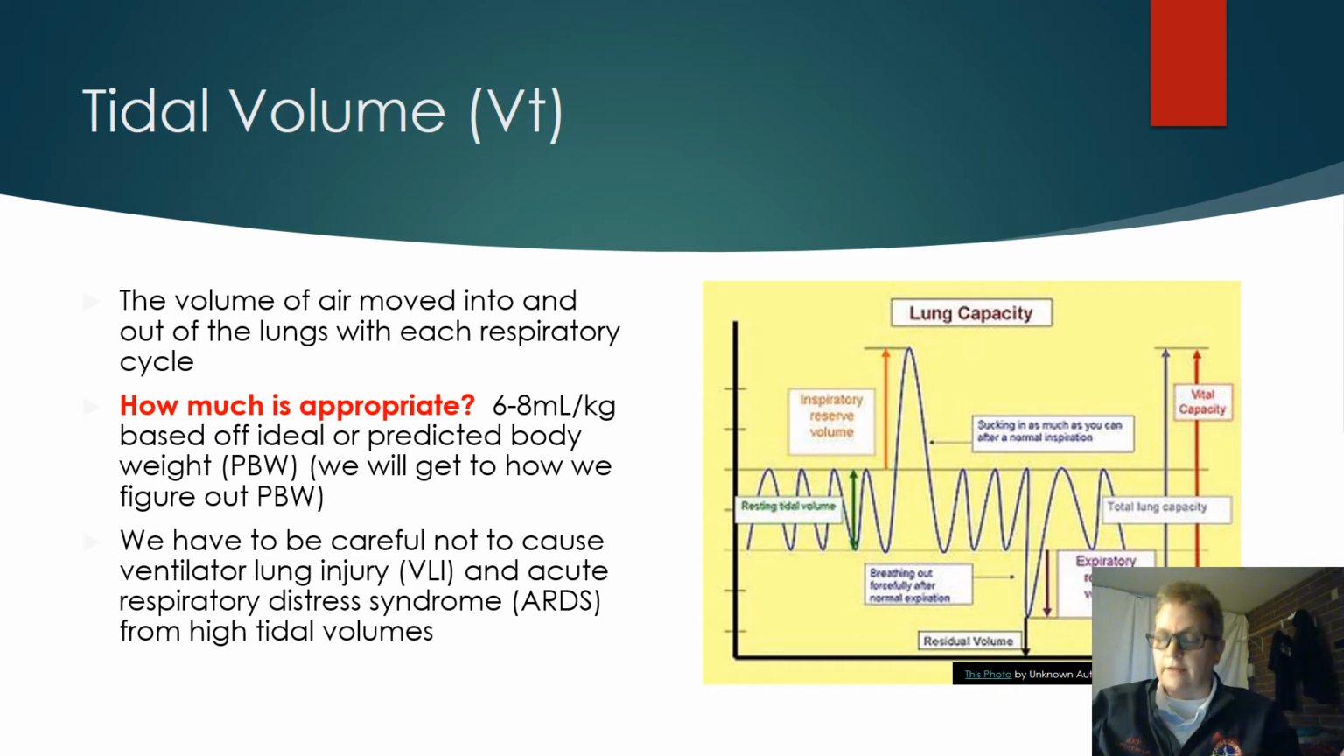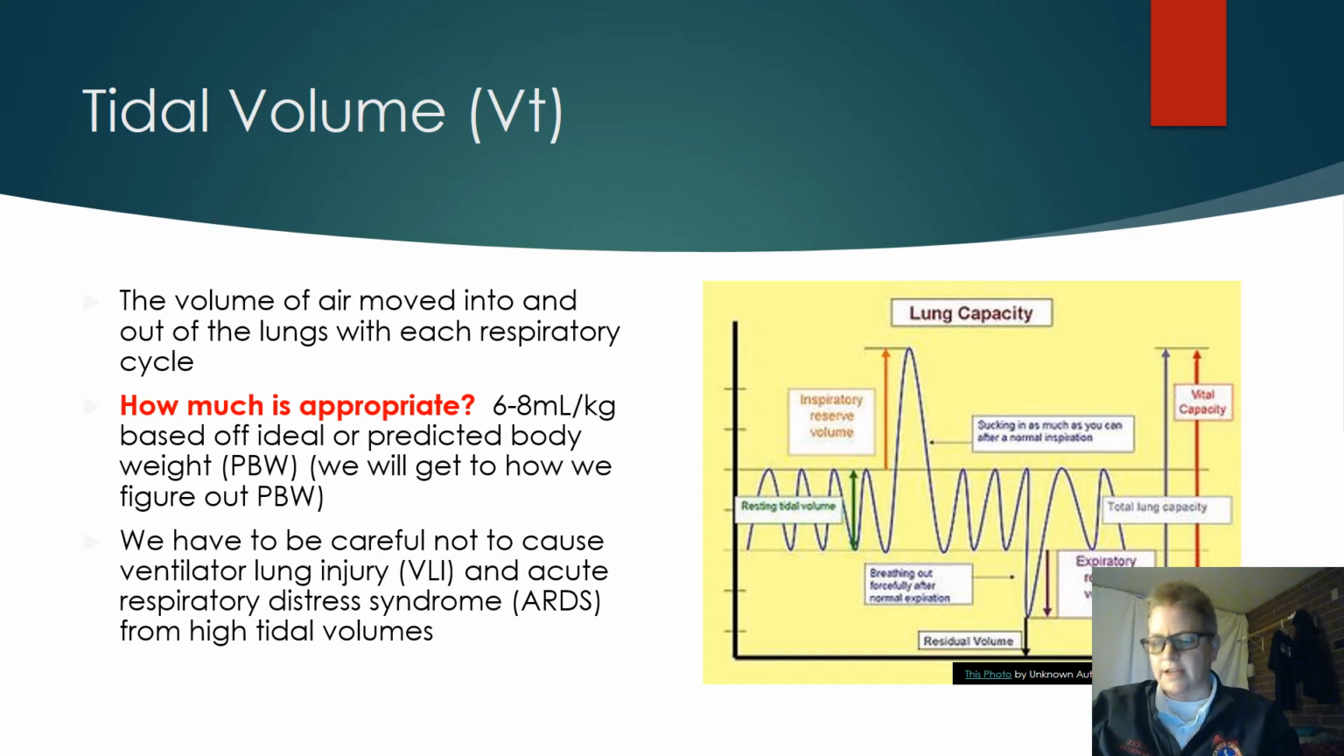On the other hand, low tidal volumes are not good either. Hypoventilating is not a good idea as well. We will cause hypoventilation, hypercapnia, acidosis, and those are not good things. So we want to be in that sweet spot, that 6 to 8 mils per kilogram.